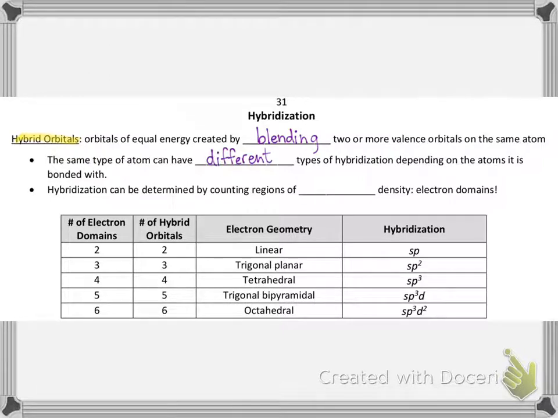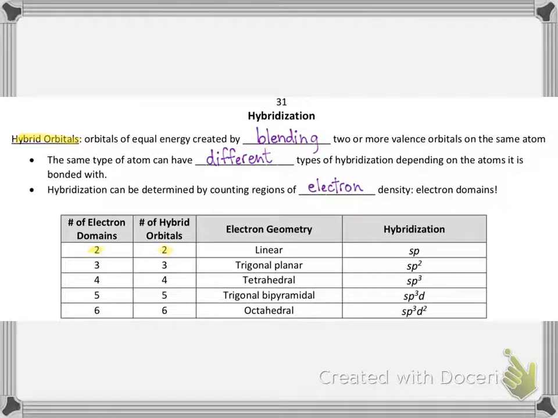Luckily, hybridization is actually really easy to determine. All you have to do is count your electron domains, your regions of electron density. Basically, every place you have a region of electron density, it needs an orbital. So it needs a hybrid orbital added together. So notice, if you have 2 electron domains, 2 regions of electron density, you'll need 2 hybrid orbitals.